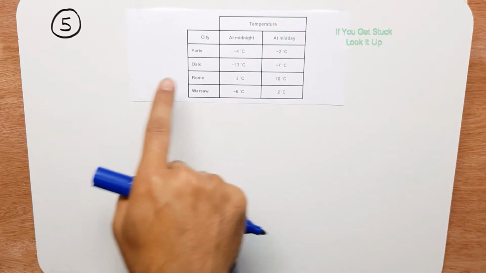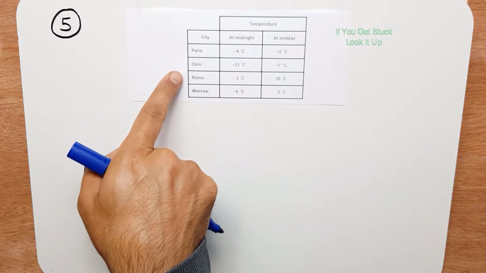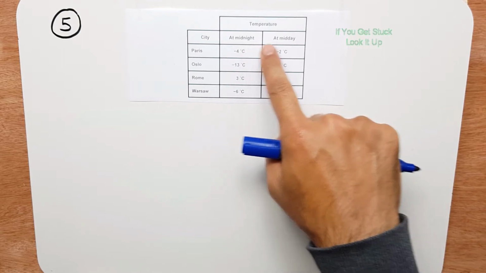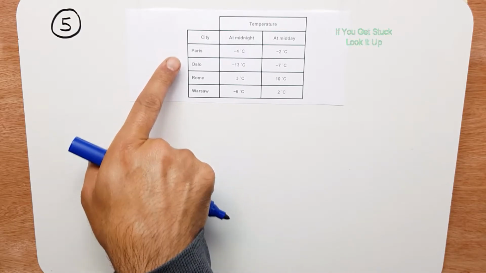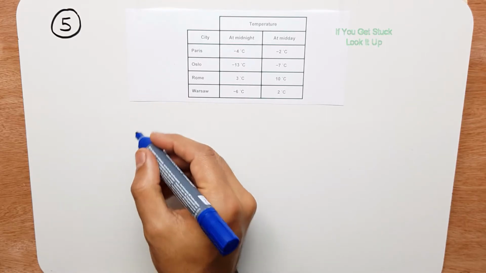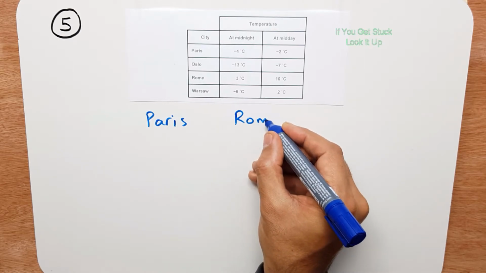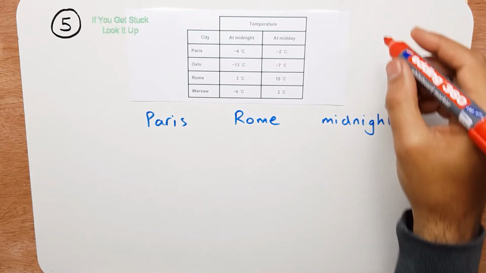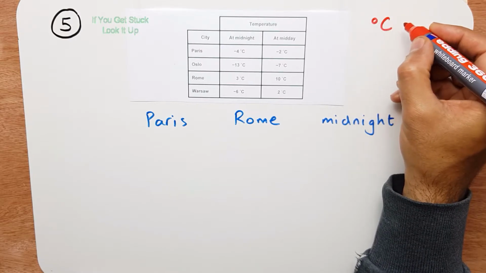In question 5, we're given a table, and along the side you have the name of the city, and along the top you have the temperature at midnight and at midday. And we're asked to find how much colder Paris was than Rome at midnight. Paris and Rome at midnight. I just want to highlight one point, that the unit for temperature is degrees Celsius.